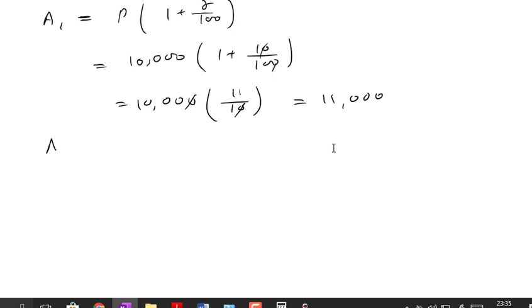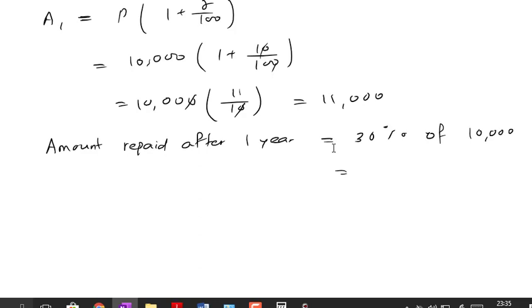Amount repaid after 1 year is 30% of 10,000. What is the initial borrowed amount? So that is 30% means 30 upon 100 multiplied by 10,000. So I will cancel these two zeros. So 30 into 100 is 3,000. So 3,000 we have repaid.